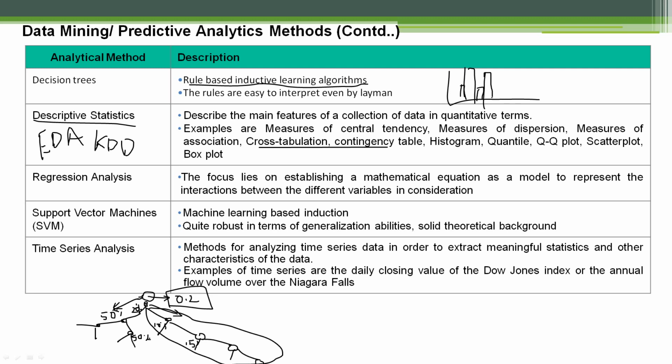So this is a histogram, and then you can say that, okay, this is probably a Gaussian curve. Those kinds of things are what descriptive statistics are, and you can do bagging and things like that, based on what you see. Okay, regression analysis, we already spoke about regression analysis.